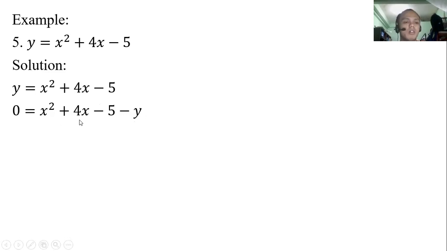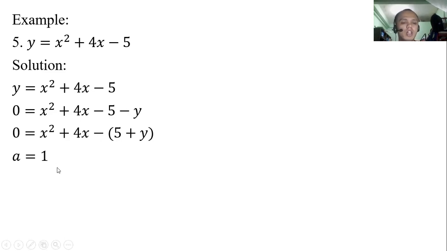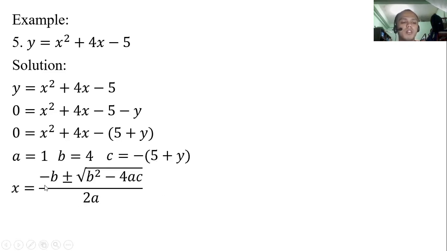Okay? Now, using the quadratic formula, ito isang term, itong 5 minus y, pag-iisahin natin. Na i-enclose natin in parenthesis, instead of minus, may plus na kasi na factor out natin yung negative. Okay? Now, using the quadratic formula, we need to find the values of a. Your a here is 1, your b here is 4, your c here is negative 5 plus y. Then substitute it to this formula. Substitute your b to 4.